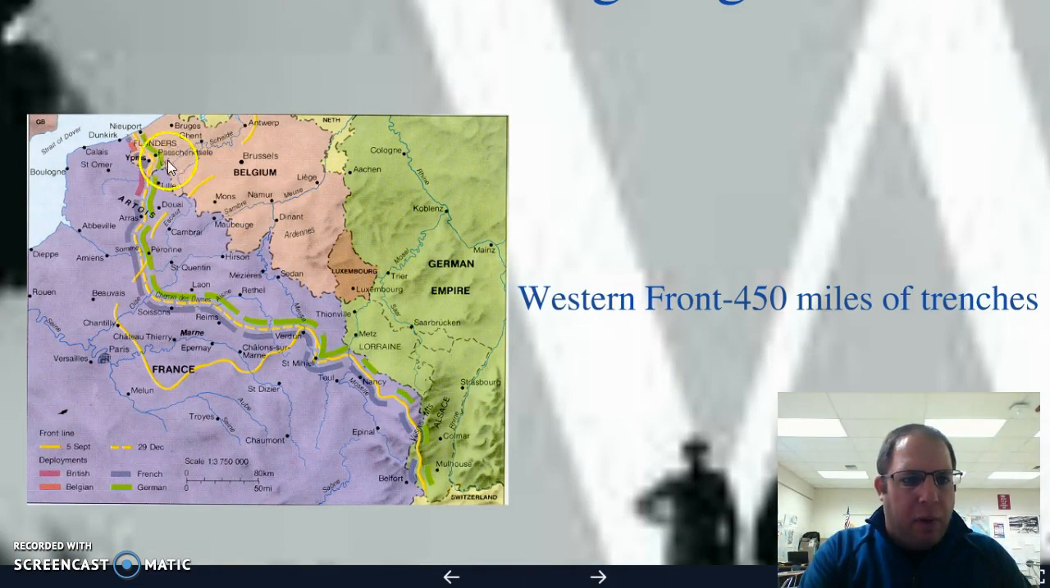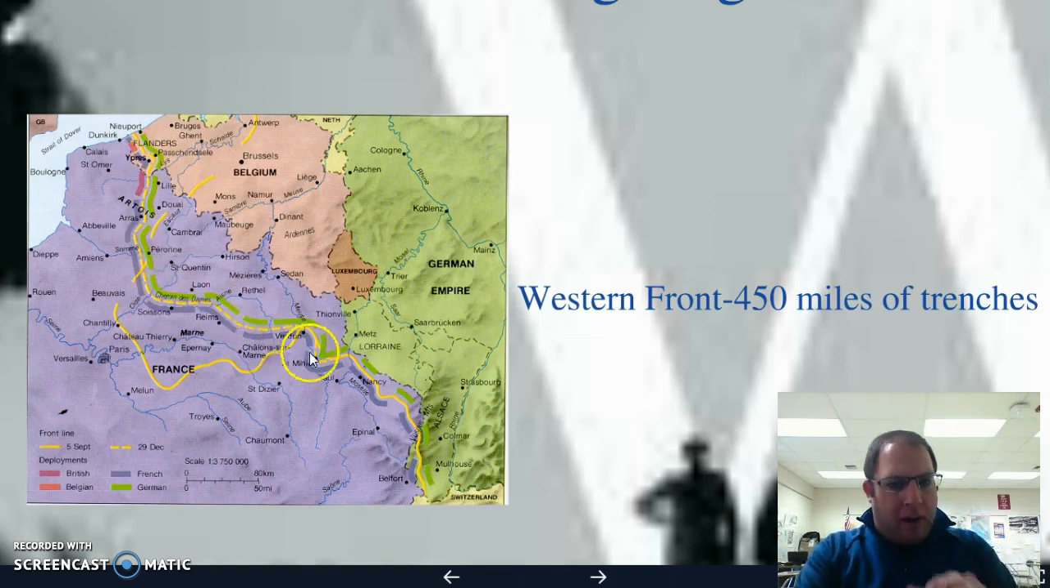You can see how they weave down through Belgium, through the eastern part of France, the western part of Germany, right along the German border. And you can see where the fronts were built. I mean, you're literally digging these trenches very close to one another.